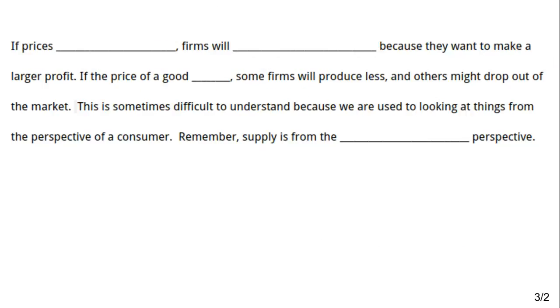All right. So if prices rise, then firms will produce more because they want to make a larger profit. This is what I was just saying. So if the price of something is going to go up, then the producers are going to make more of it because they know that they can sell it at a higher price.